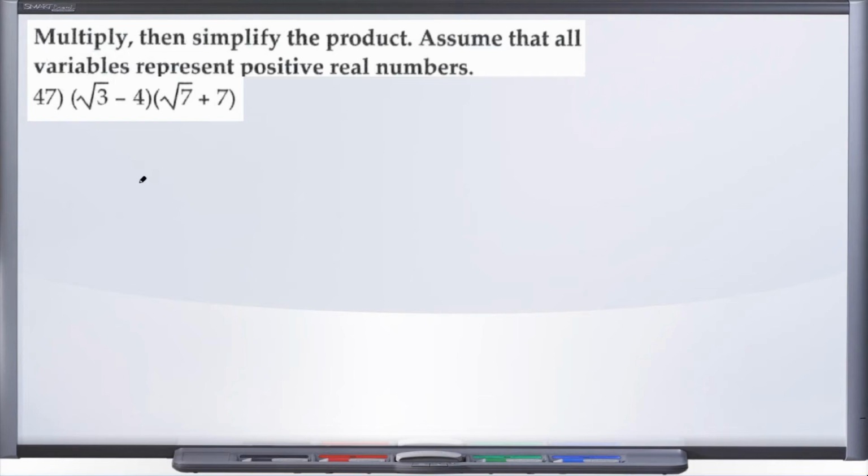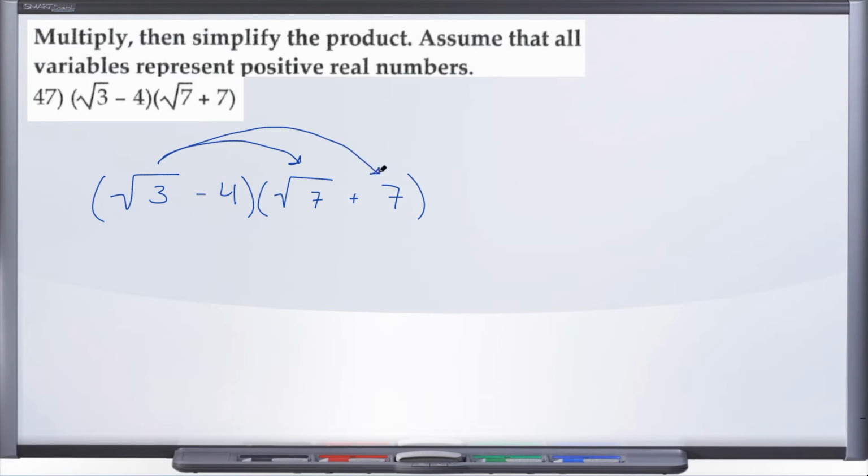All right, in number 47 here, we have the quantity radical 3 minus 4 times the quantity radical 7 plus 7. Well, here we have a binomial times a binomial, and don't let these radicals fool you into tripping you up about what to do. What do we normally do when we have a binomial times a binomial? Well, we FOIL, don't we? So first, outer, inner, last, right?